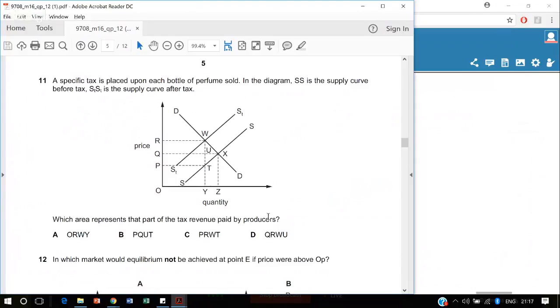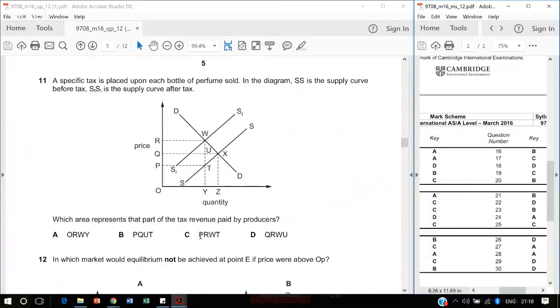So we always discuss the incidence of the tax. That's who the tax actually falls on and who ends up paying it. Here they're asking which area represents the part of the tax revenue paid by producers. The other thing, what will be the total tax revenue? Well, that's going to be the quantity times the amount of the tax. So the quantity is here. This is the free market quantity, W. The amount of the tax is the distance RP. You can see that because that's the amount of the increase. So we're looking for the box RWTP, or however the name goes here, PRWT.